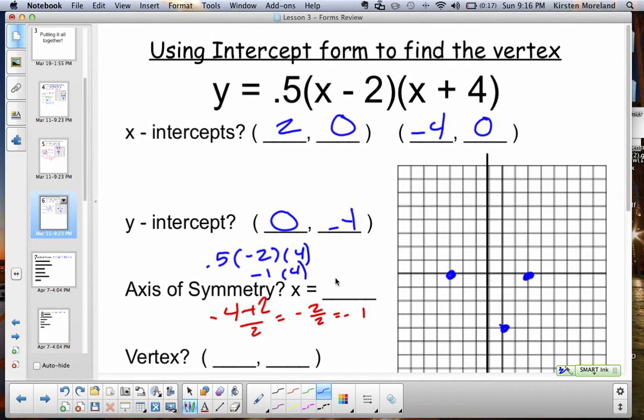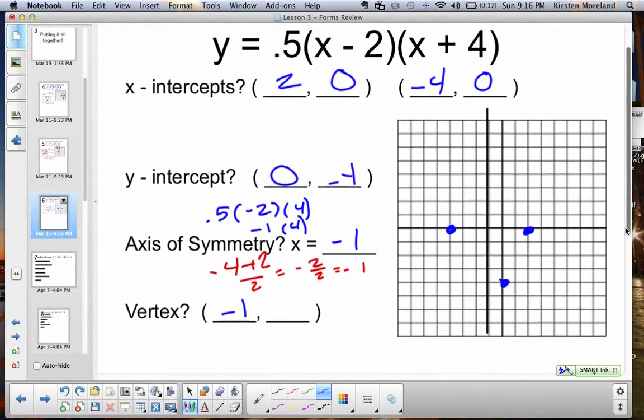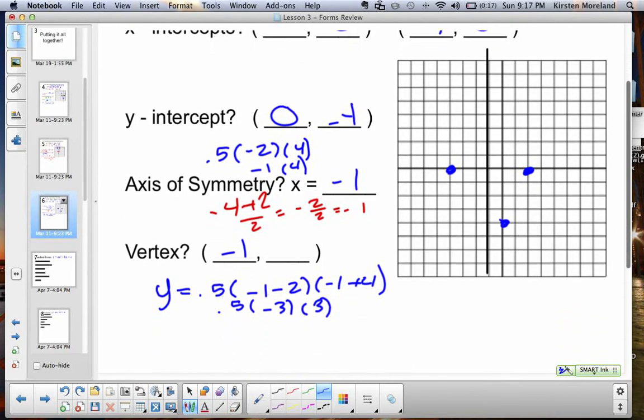That means the vertex has to be somewhere along there. So I know the x-coordinate of the vertex is negative 1. Anytime you know x, you're always going to plug it in. So I have y equals 0.5 times negative 1 minus 2 times negative 1 plus 4. So it's 0.5 times negative 3 times positive 3. All right, so it's 0.5 or 1/2 times negative 9.